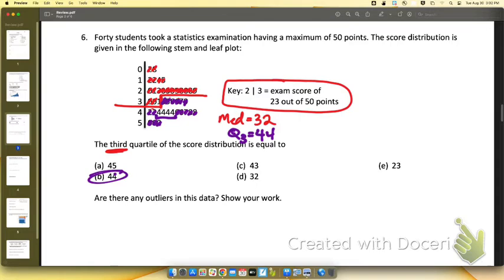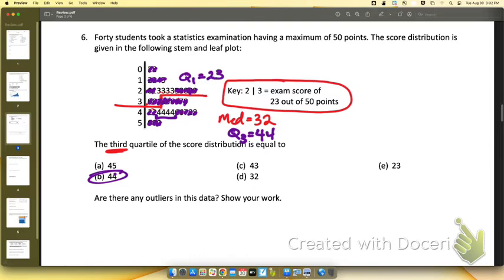So now I need to know, are there any outliers in this data? So it looks like I am going to need to find Q1 as well. So I'll do that. So too high, too low, too high, too low, too low, too high, too low, and there you go. The Q1 is going to be 23.